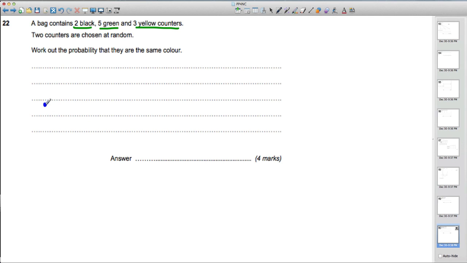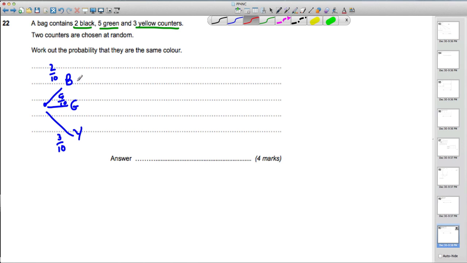Okay, we can either take out black, green or yellow. Okay, now the probability of black is 2 out of 10. Probability of green is 5 out of 10. And the probability of yellow is 3 out of 10. Having done that, then we can either get black, green or yellow again.